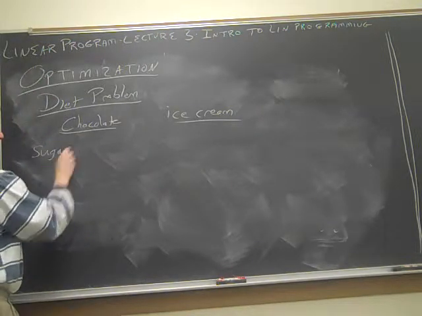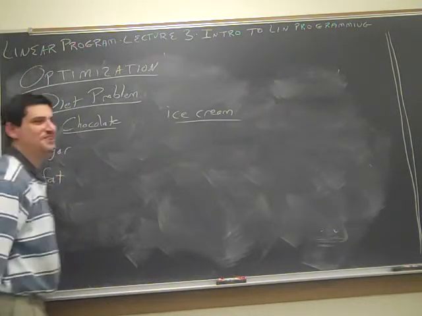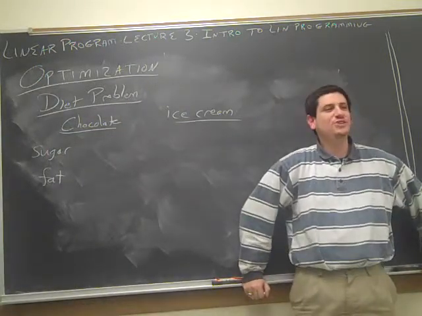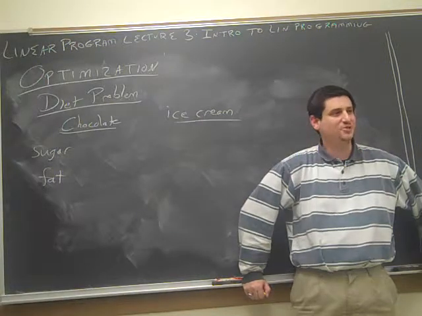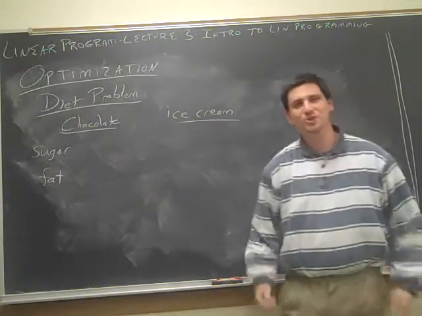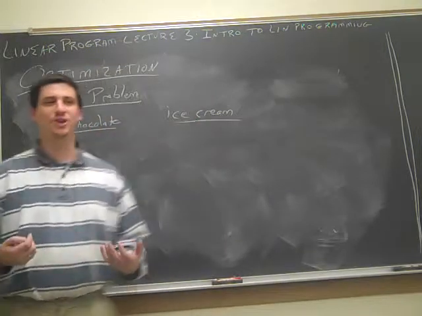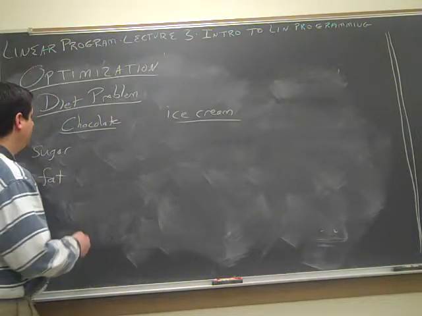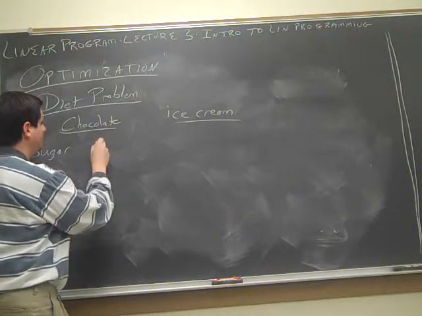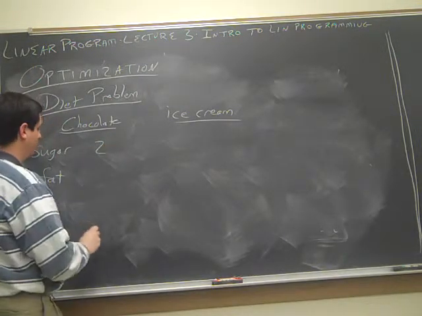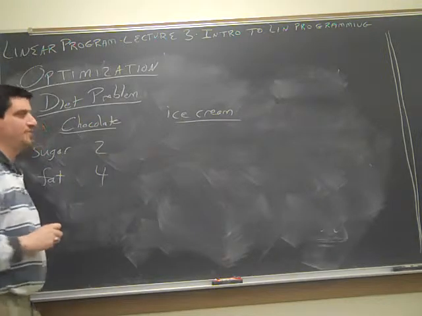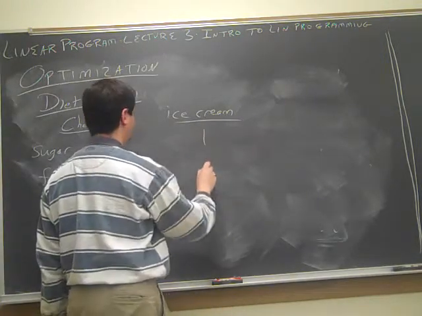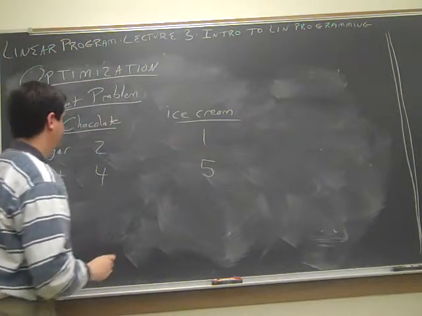Sugar and fat. Right. You have to speak up. Okay. So you need a certain amount of sugar and fat each day or you will die. And so in order to prevent that catastrophe from happening, we will eat lots of chocolate and ice cream. Let's say one unit of chocolate has 2 units of sugar and 4 units of fat. And 1 unit of ice cream has 1 unit of sugar and 5 units of fat.